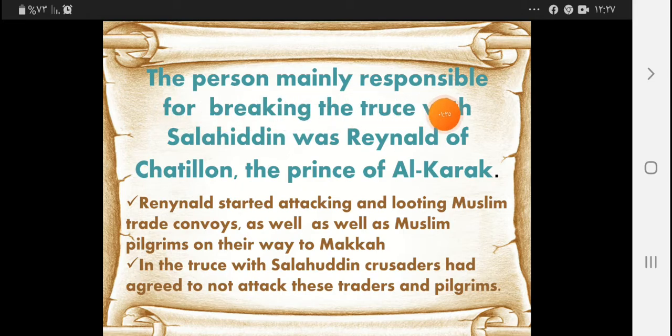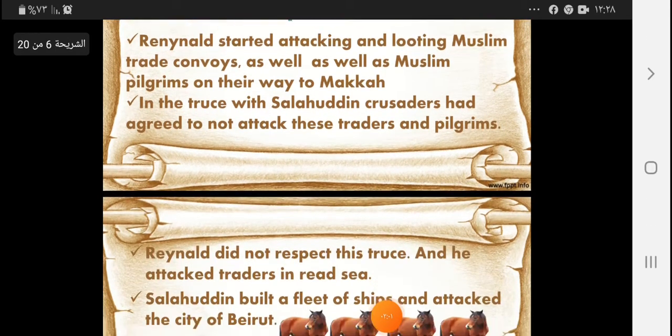The person mainly responsible for breaking the truce with Salah ad-Din was Reynold of Cathalon, the Prince of Al-Karak. Reynold started attacking and looting Muslim trade convoys as well as Muslim pilgrims on their way to Mecca. So he attacked some innocent Muslims and killed them. In this way, he broke the truce, because in the truce with Salah ad-Din, the Crusaders had agreed not to attack these traders and pilgrims.